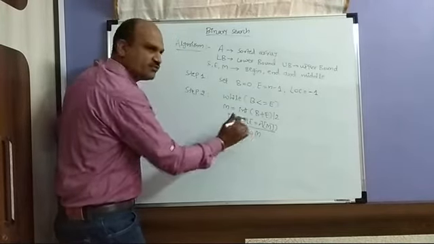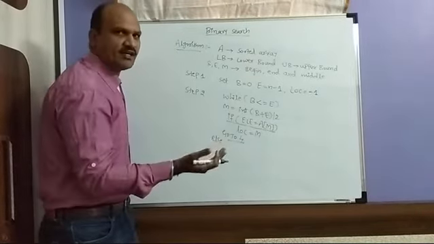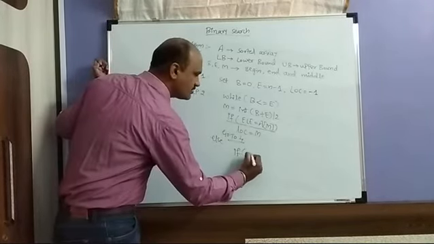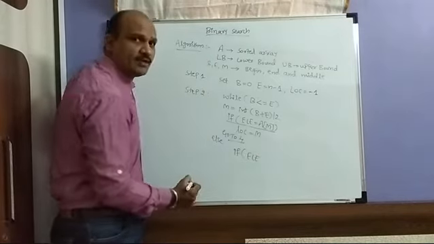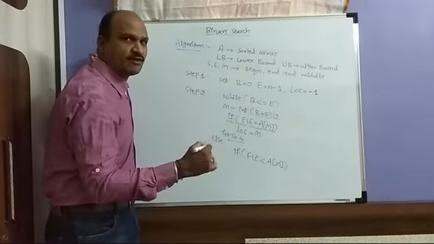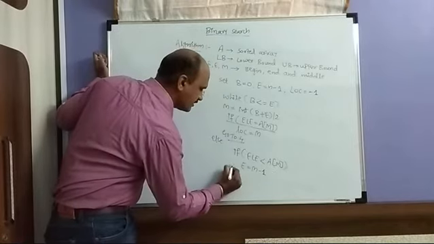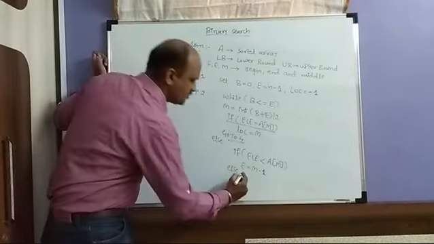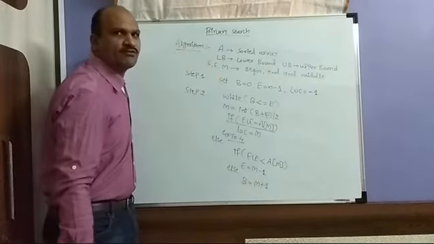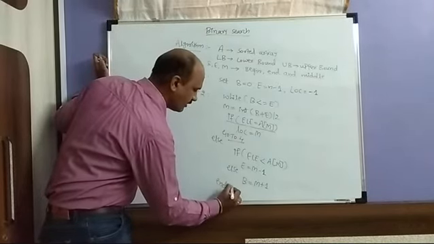If this condition is not met, else, as I told you, you have to go again to the right hand side or left hand side. You have to write another condition: if element is less than A of M, then E is equal to M minus 1. Otherwise, else, B is equal to M plus 1, beginning is equal to M plus 1. Very important. This is the end of the while statement.